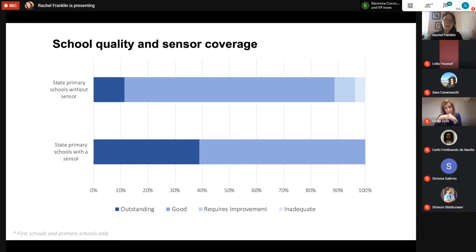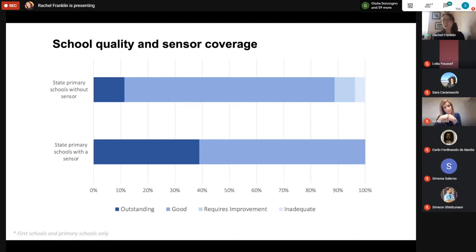There are some differences in terms of the kind of school. We don't have a lot of data about the individual schools, but the primary schools that have a sensor are more likely to be excellent schools. And there's a strong correlation between school quality and the kinds of kids that attend schools. But it's, as I said, not as stark of a difference as it was at the neighborhood scale. And this, I think, reflects a little bit of process inequality.